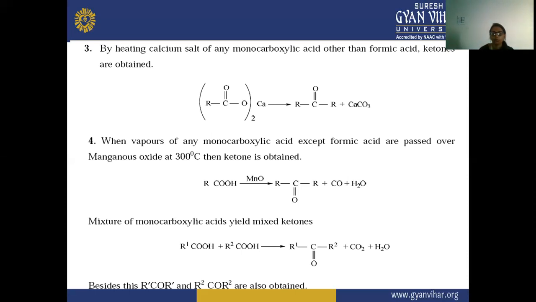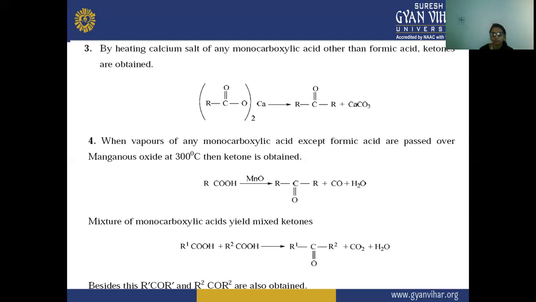So RCOOH, passing over this manganese oxide at 300 degrees centigrade, forms the ketone plus carbon monoxide plus H2O. The mixture of monocarboxylic acids yields a mixed ketone. So here the mixture of monocarboxylic acids forms a mixed ketone plus CO2 plus H2O.